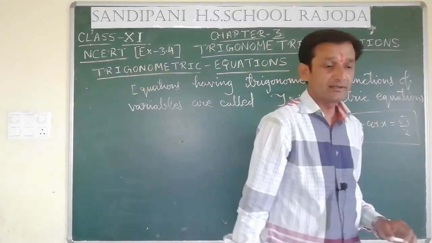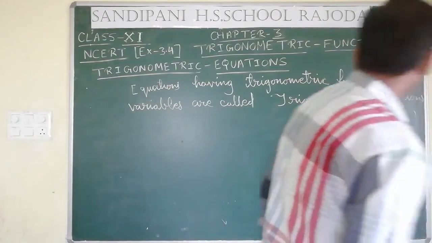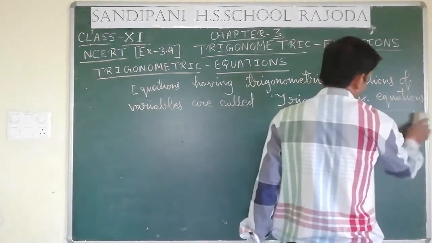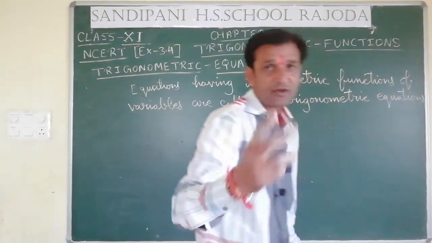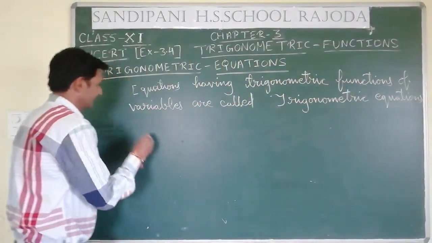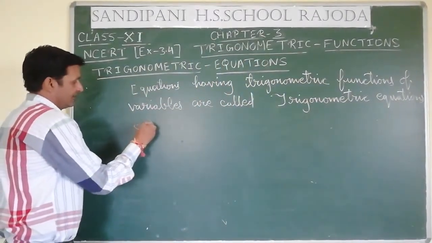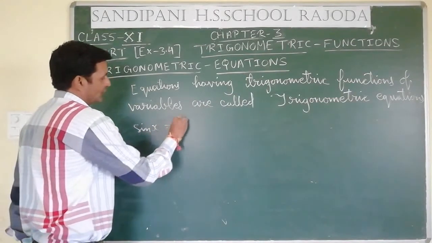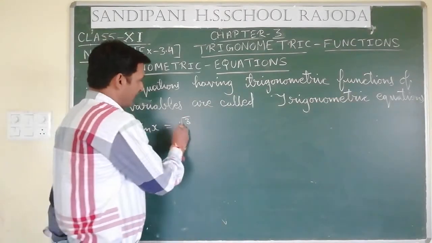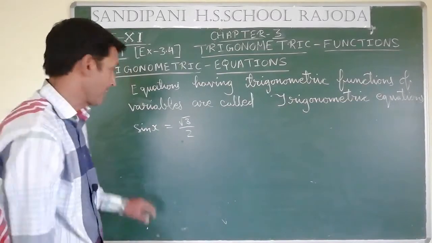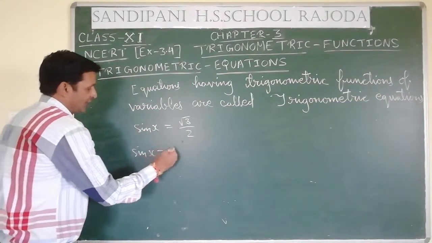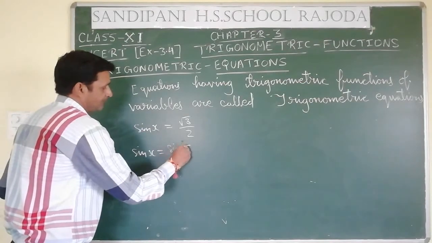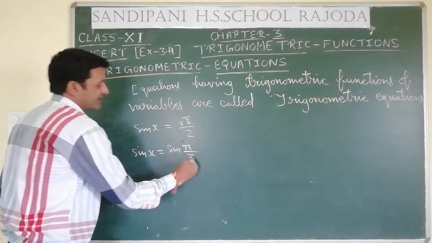For finding those values, there are two types of values. How many types? Two types of values. Suppose I am writing here sin x is equal to root 3 by 2, means we have to find the value of x here. So sin x is equal to sin pi by 3, we can say.